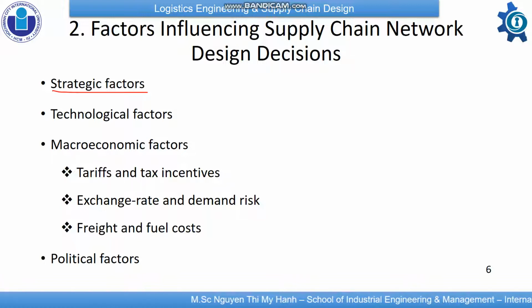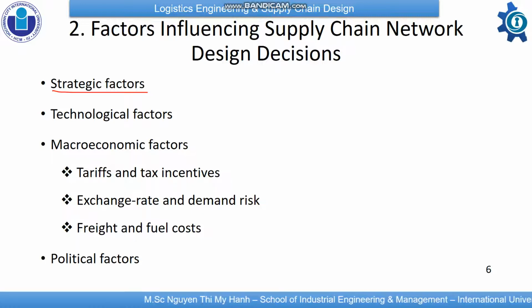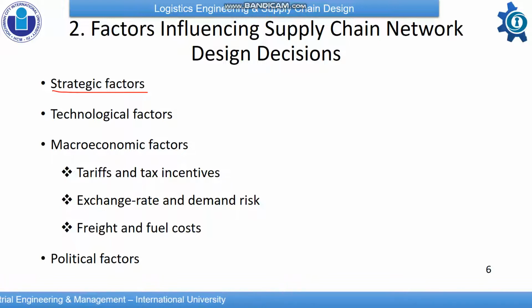However, a company that focuses on responsiveness will locate its facilities closer to the market it serves. They don't care if that location is high cost, as long as it can help them react quickly to changing market needs. For example, Zara. Thanks to that responsiveness, Zara became one of the largest apparel retailers in the world.